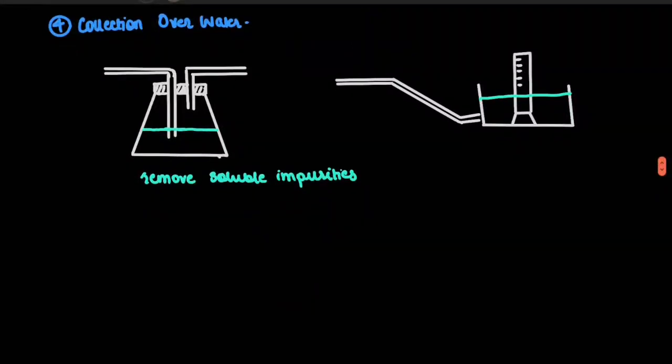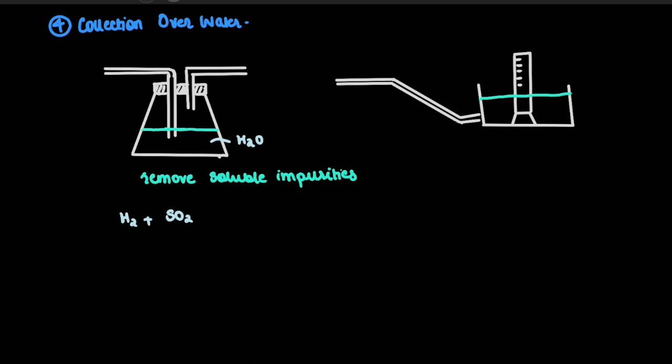Now, why do we do collection over water? It is to remove soluble impurities, sorry. Let's just say that I have hydrogen gas plus sulfur dioxide and I have to collect hydrogen. It just says pure sample of hydrogen, not dry. So, what I can do is that I pass this through water and the sulfur dioxide will get dissolved while hydrogen being insoluble will pass.